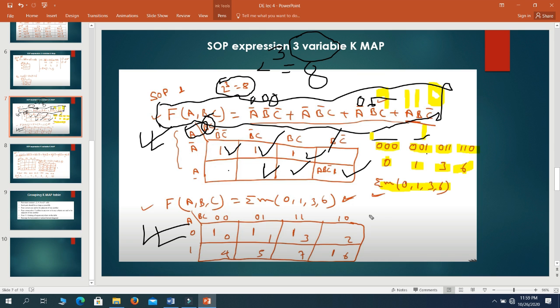These min terms will be particularly handy when we want to fill up the K-map with specific values.